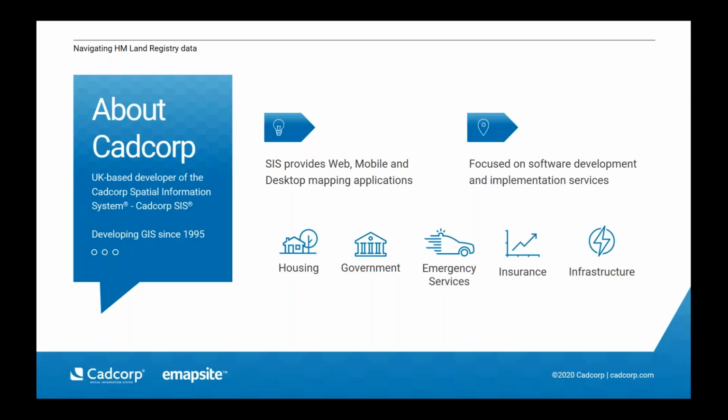To introduce Cadcorp, some of you may not be familiar with Cadcorp. We are a software development company. We create the Cadcorp Spatial Information System, and we call that Cadcorp SIS for short. Cadcorp SIS is a web, mobile, and desktop mapping application. The desktop mapping application is a GIS, a Geographical Information System, and we've got web and mobile technology as well, which I'll review in just a second.